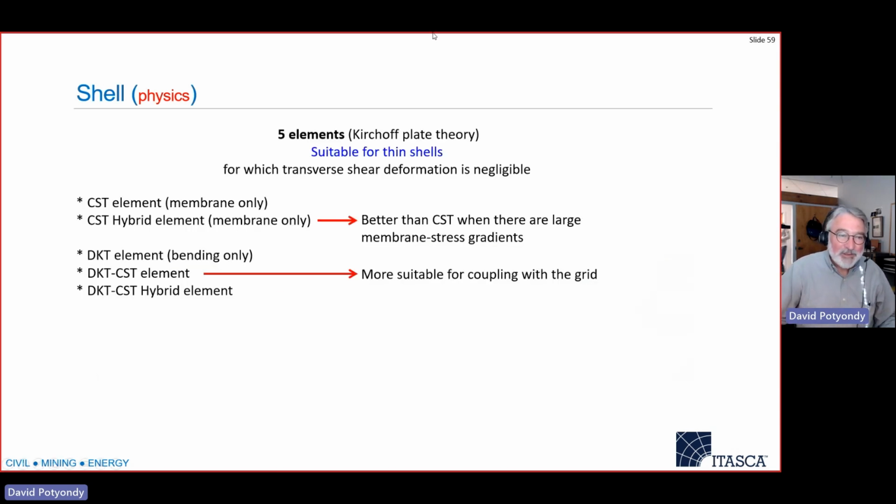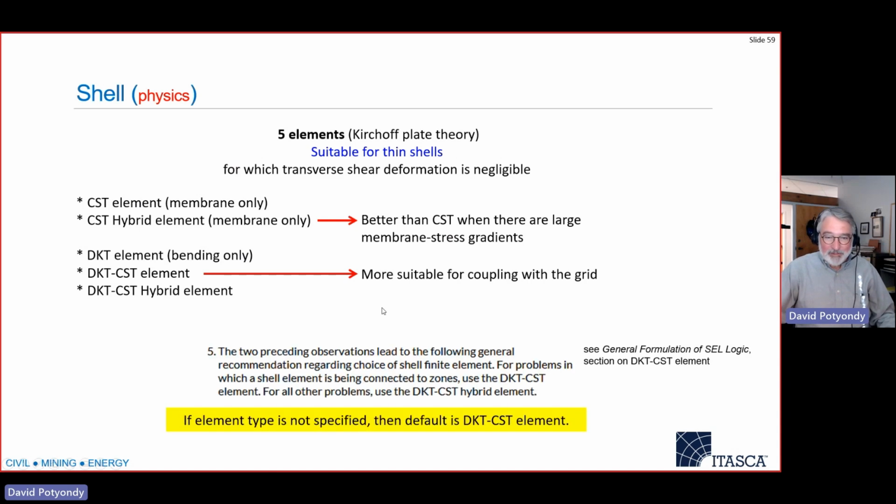Here's the key thing. There are 5 different finite elements that you can choose from. Basically, we have 2 elements to model membrane behavior, and then we have 1 element to model bending behavior. And then we lay these elements conceptually on top of each other. So you have the DKT plus the CST and the DKT plus the CST hybrid. I'm not going to talk any more about that. Again, the manual discusses these things.